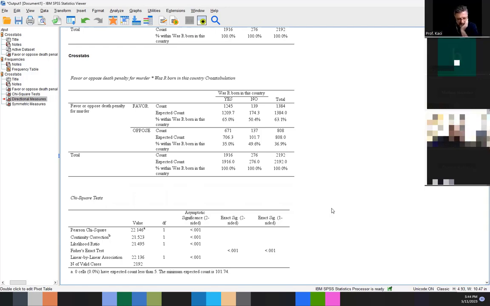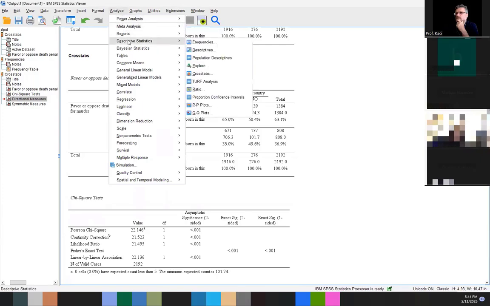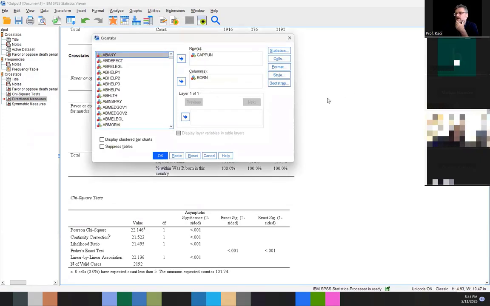Here's another one. What about the idea that being born in this country also affects the opinion that one has on the confidence in the United States court system? Let's look at that. So we go to Analyze again, Descriptive Statistics, Crosstabs, and now replace CAPON with confidence in courts. So it should be Concord. It's right here, Concord. This time we're going to ask for everything.